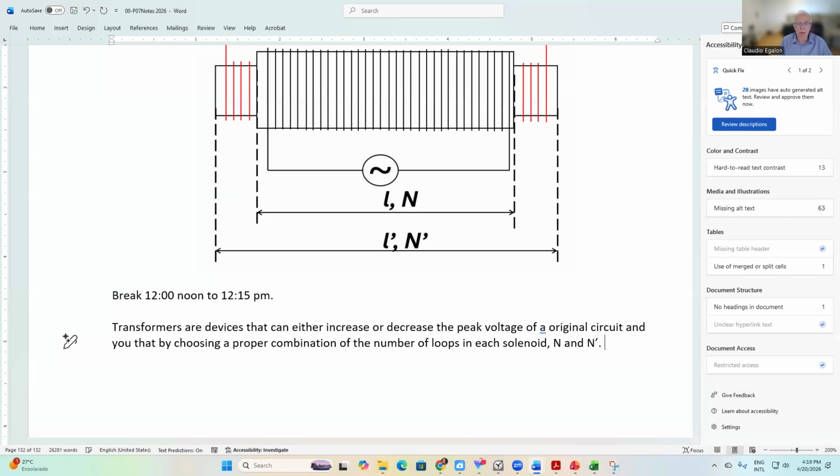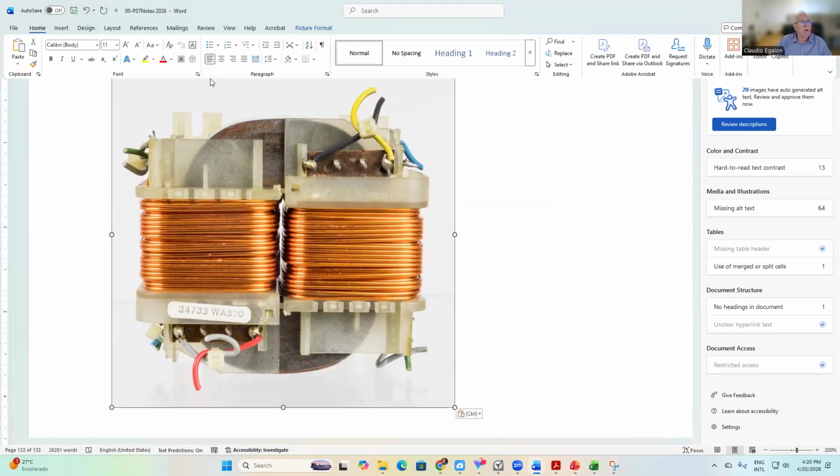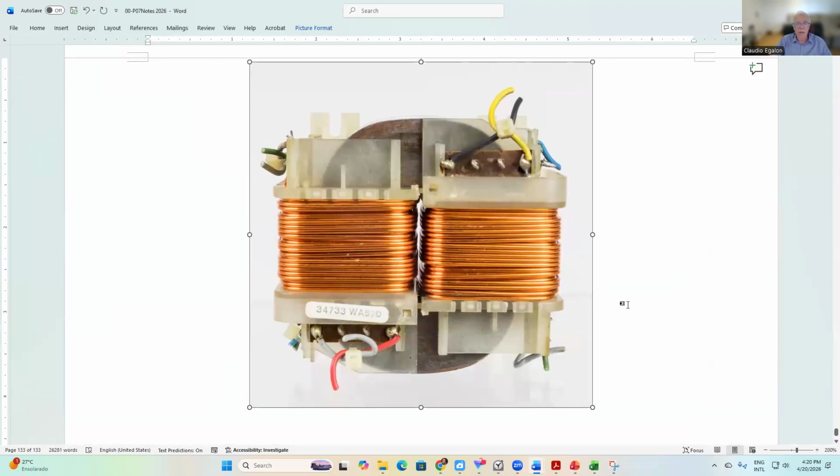N prime. Okay. So let me give you another illustration of another transformer that is more efficient than this one that you see here. Here's an actual picture of a real life transformer. We have something like that there at the college. Okay, it is a solenoid.